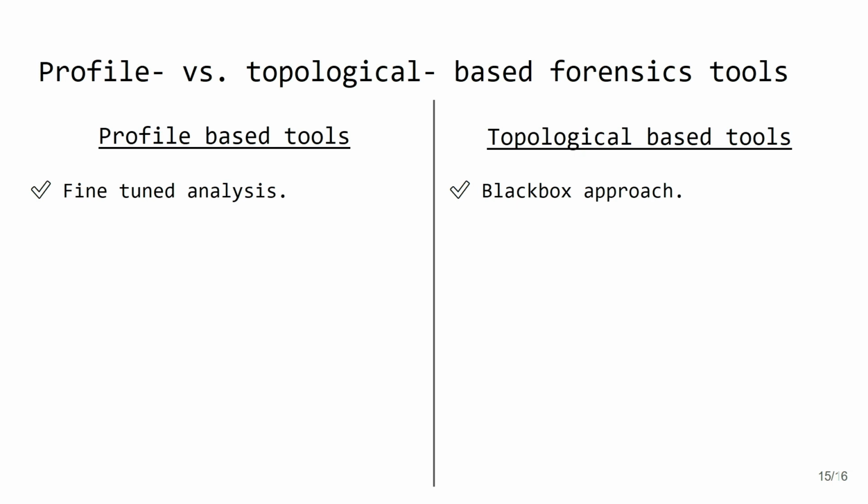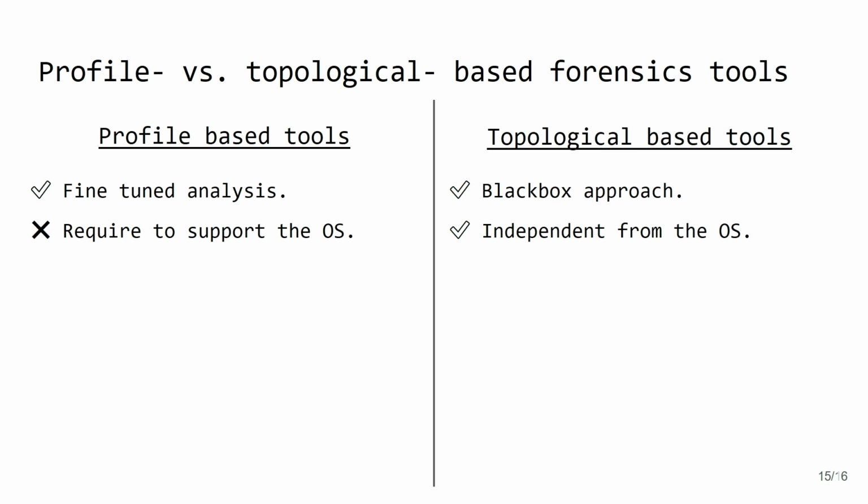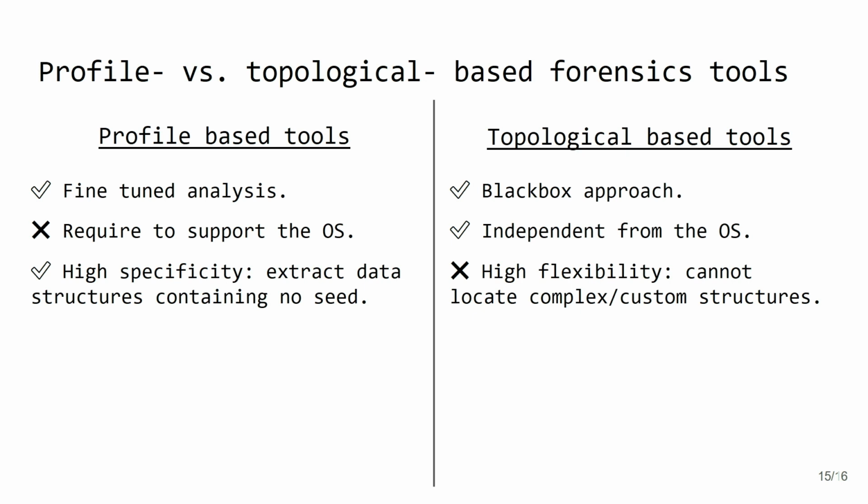In conclusion, the OS-agnostic approach based on topological constraints that we have developed permits preliminary analysis in scenarios where the analyst cannot perform a structured survey, and goes to supplement existing profile tools without claiming to replace them. It permits the analyst to start a structured forensic analysis and can be used in all the cases where no forensic tools are available. At the same time, its great flexibility is obtained at the price of very low specificity. Profile-based approaches are able to extract data structures containing no seed or data structures based on very customized topology.